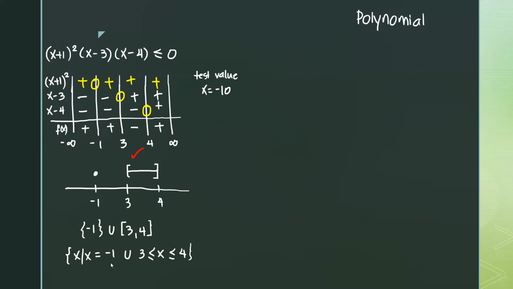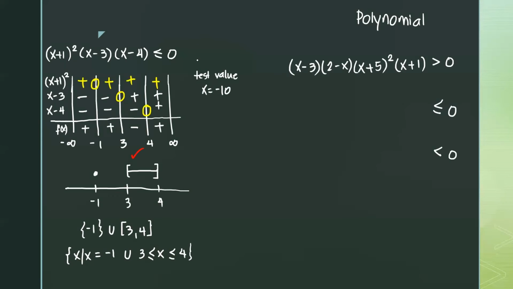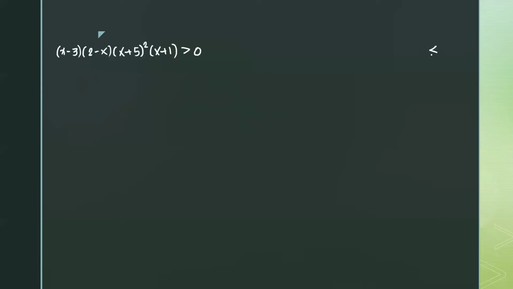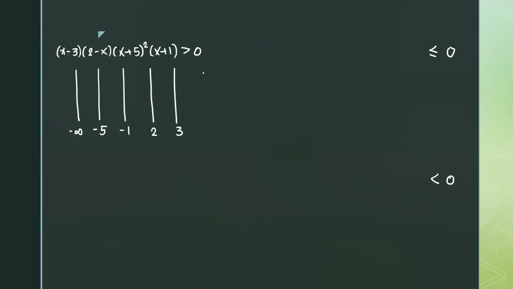Okay, I want you to try this. Same problem pero yan. What's the problem? X minus 3 greater than 0. Sa kabila, lagay natin yung less than or equal to 0. Tapos dito, lagay natin yung less than 0. Para I'll just show you one thing. So in here, maybe what we can do here is immediately write this. We start with -5, followed by -1, followed by 2, followed by 3, followed by infinity.